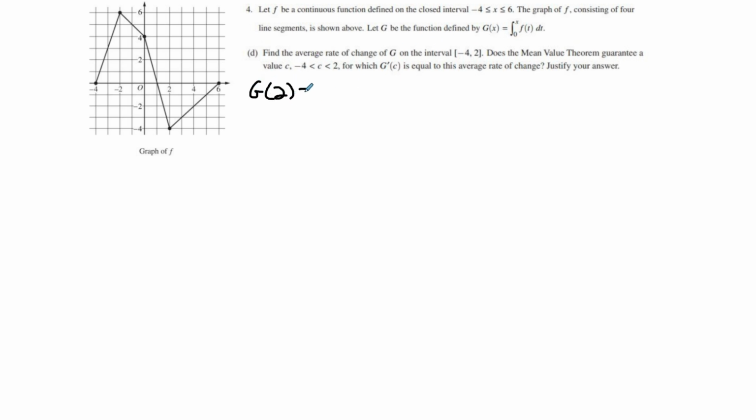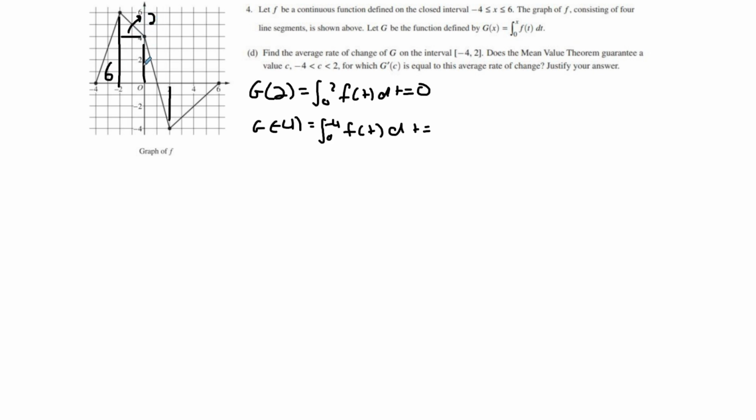So g of 2 is going to equal the integral from 0 to 2 of f of t dt, right? And that's just going to equal 0 because, again, these two will cancel out. This and this will cancel out. So that equals 0. And g of negative 4 is going to be the integral from 0 to negative 4 of f of t dt, and it's actually negative, right? So be careful. We're going to find the area under this graph, and so I'll just split it up into some triangles. This one would have an area of 2 times 6 times a half, so 6. Then this one's going to have an area of 2, and then this one's going to have an area of 1, 2, 3, 4, 5, 6, 7, 8. It's going to have an area of 8, and so this total area is 16.